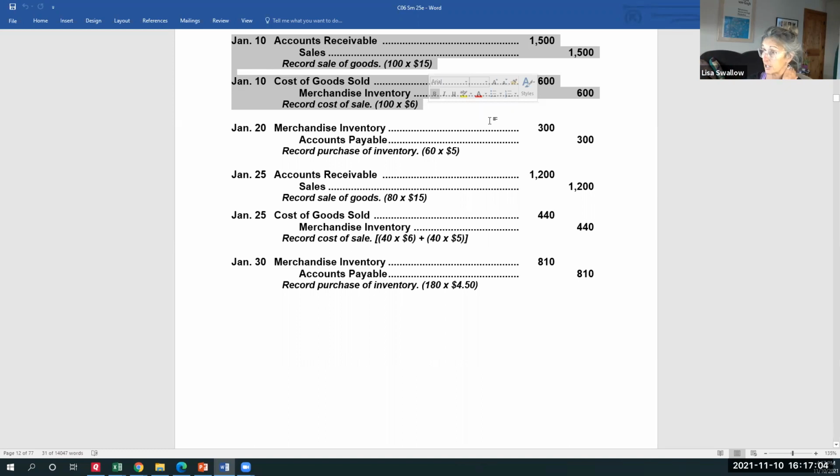And you know, whenever you make a sale or whenever you have a return that brings merchandise back into your warehouse, you have 2 journal entries. So of course I record my sales and my AR at the selling price. And then FIFO, first in, first out. So I'm going to go to the oldest stuff, which was in my beginning inventory at $6 a pop.